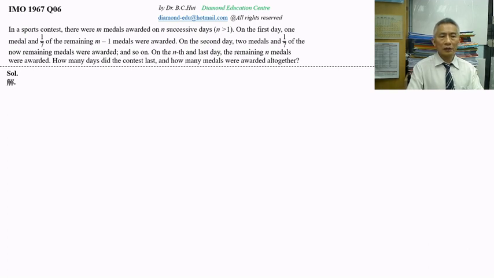On the second day, 2 plus 1/7 of the remaining medals were awarded, and so on. And then on the last day, which is the nth day, all remaining N medals were awarded. We need to find out how many days there were in the contest, and how many medals there were altogether.